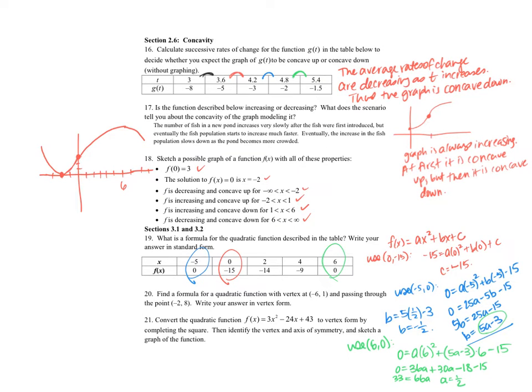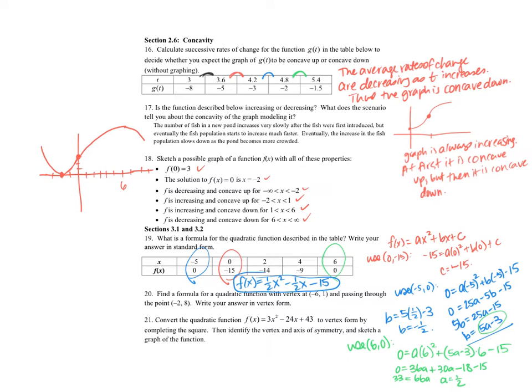All right, so I'm ready to write it down. So we'll just write it here. F of x is equal to, the a again was 1/2, x squared minus 1/2 x minus 15. So there's my final answer.